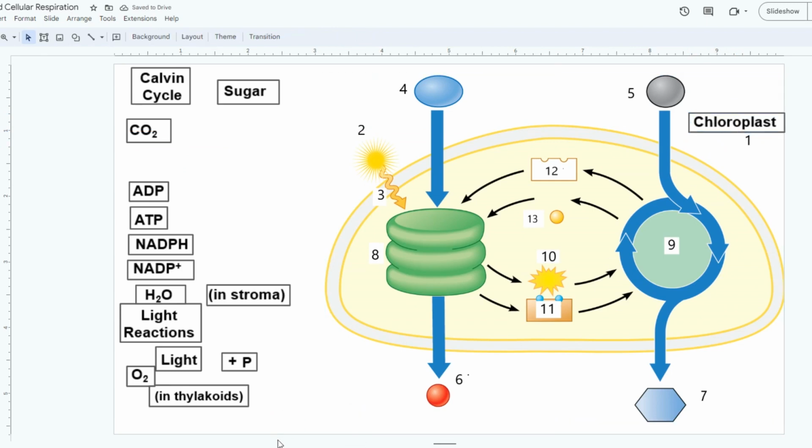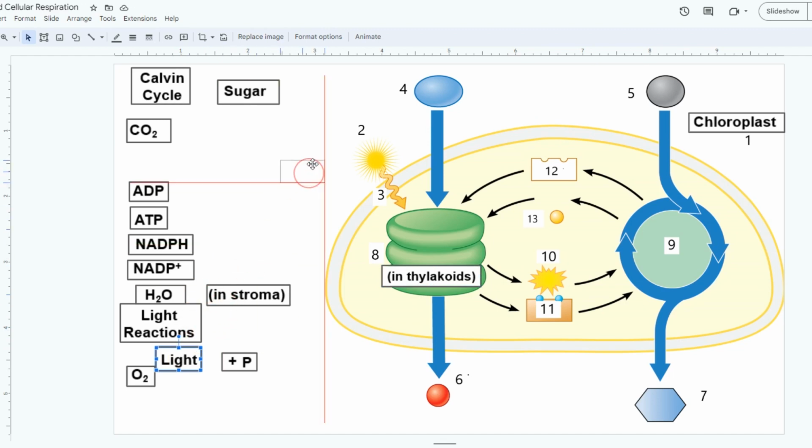Now, chloroplasts have structures inside of them that you may know about. You should learn those structures. Those are the thylakoids. The thylakoids are the ones that capture the energy, right? The energy that's overall the thing that powers spaceship Earth. And so this energy also is called light.